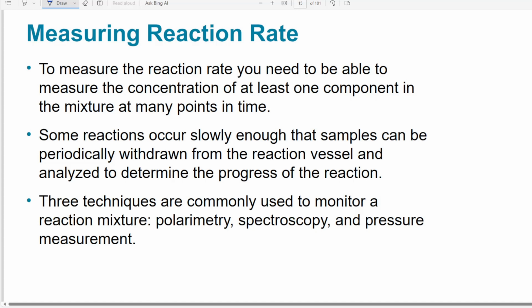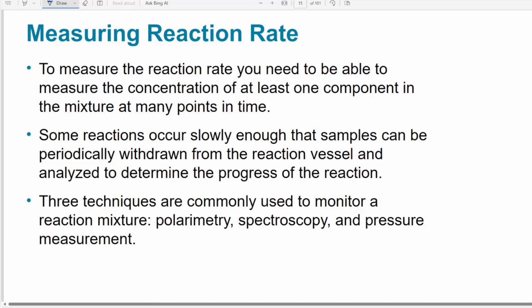Some reactions occur slowly enough that samples can be periodically withdrawn from the reaction vessel and analyzed to determine the progress of the reaction. But this is a tricky situation because a lot of reactions are very fast and the reaction may continue even after the sample has been withdrawn. So you have to stop the reaction's progress when you withdraw that sample, ideally.